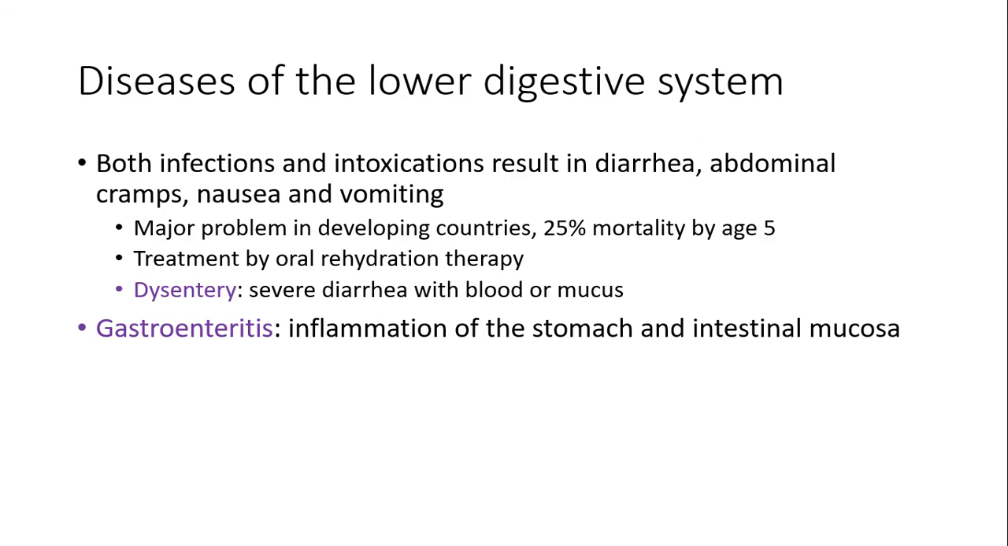So both infections and intoxications will result in diarrhea, abdominal cramps, nausea, and vomiting. This is a major, major problem in developing countries where sanitation is not up to the same standards as what we have here in the United States and in the developed world. In fact, for kids under the age of 5, there's a 25% mortality that diarrhea will kill them during that early phase of life. Treatment for these kinds of infections is going to be mainly driven by oral rehydration therapies.